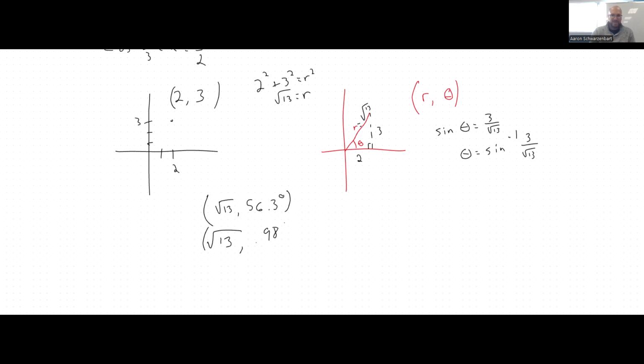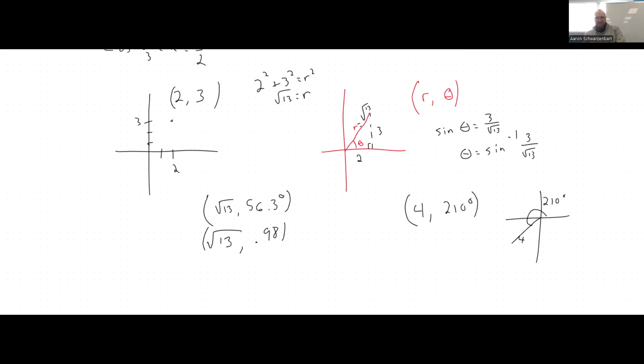Okay, so your angle can either be in degrees or radians. An angle something like this would look like this. Angles are measured from the positive x-axis going counterclockwise, always, unless they're negative.